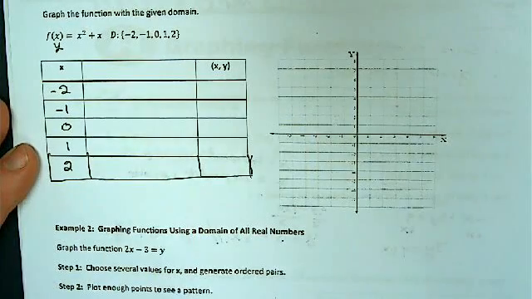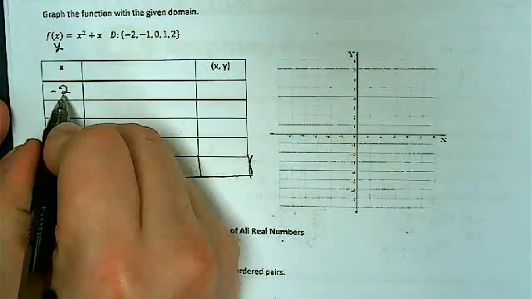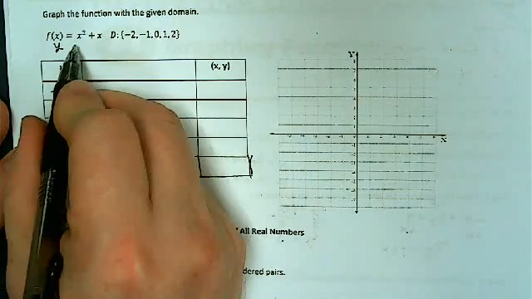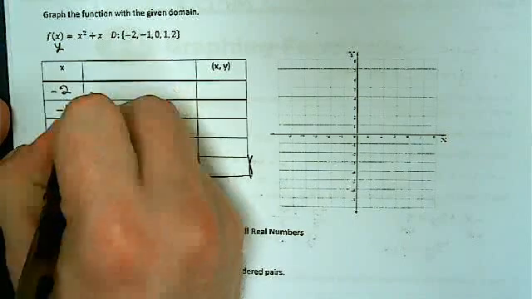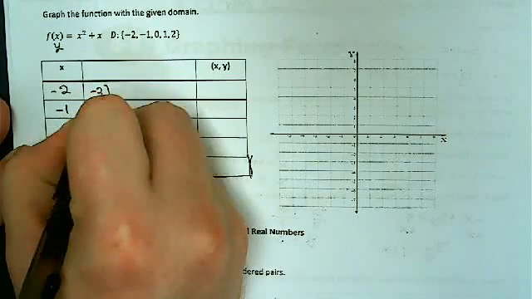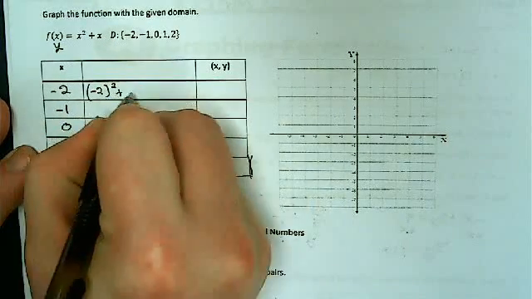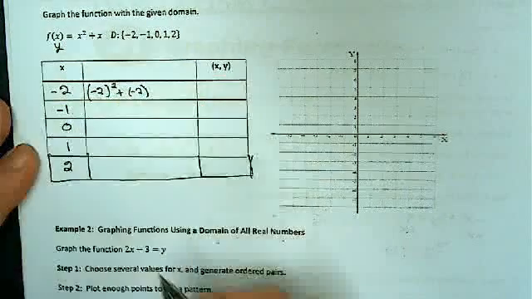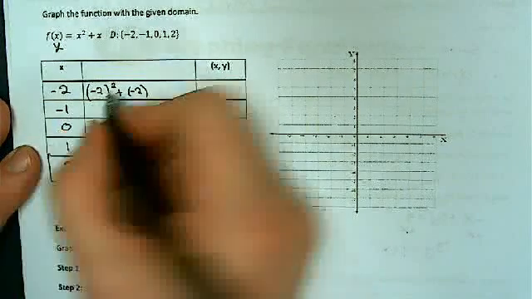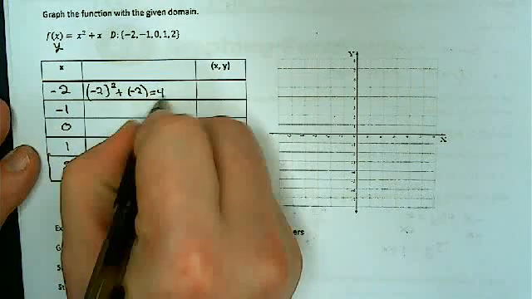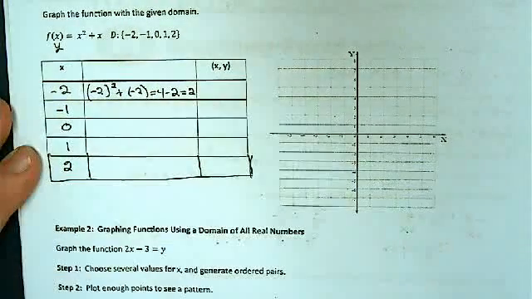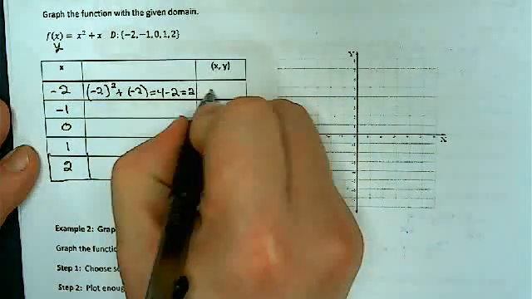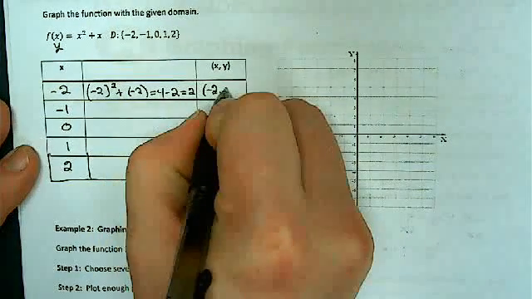I'm going to go down the line. I'm going to take each x, plug it in, and evaluate it. So the first one, I put in my -2. So -2 squared plus -2. Well, a negative squared is a positive. And that leaves me a final answer of 2. So my first ordered pair is -2, 2.